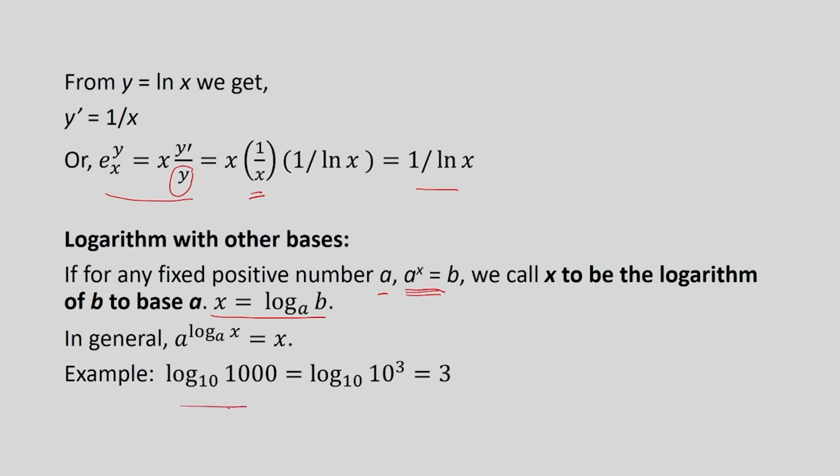So, here are some examples. Suppose you have log of 1000 base 10, then you can express 1000 as 10 to the power 3, and this will become simply equal to 3, right, because 3 will come in front and log 10 base 10 is equal to 1.